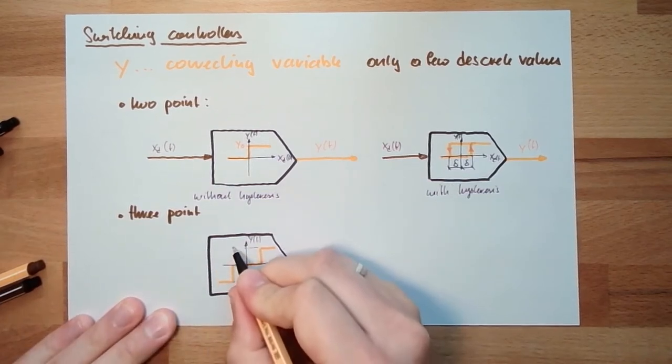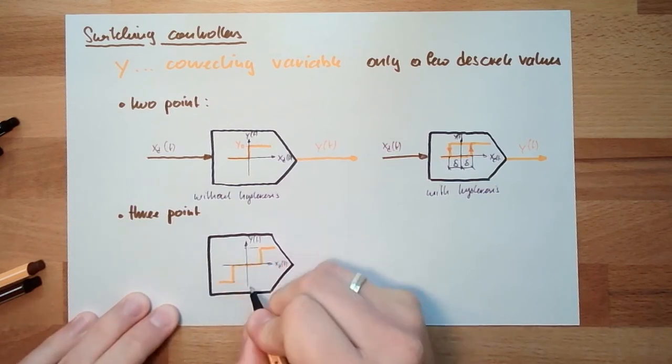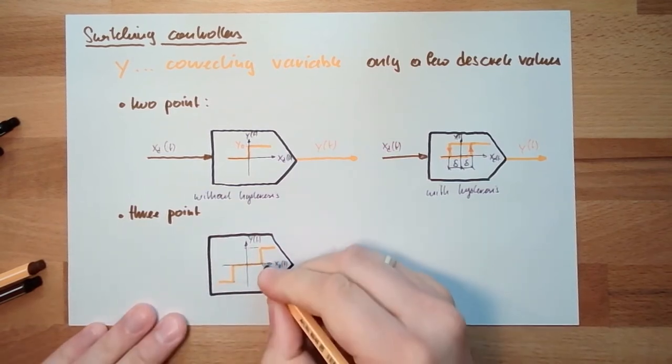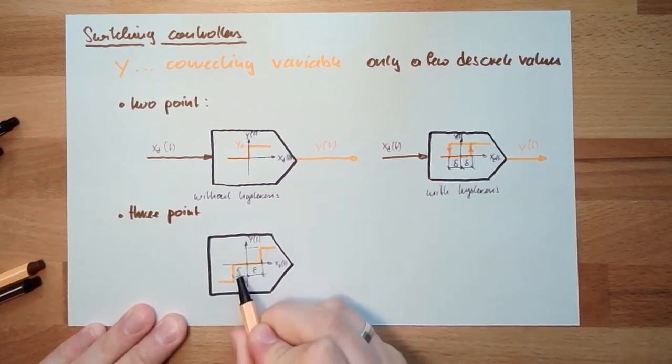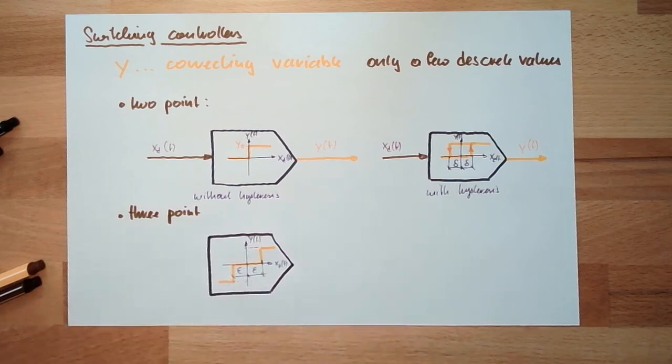So here's a value and here is a value. And here, this is called epsilon. It's the middle step width.